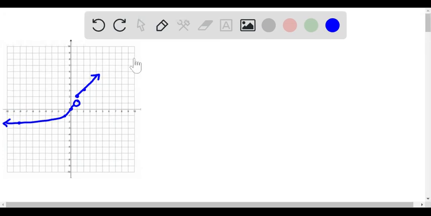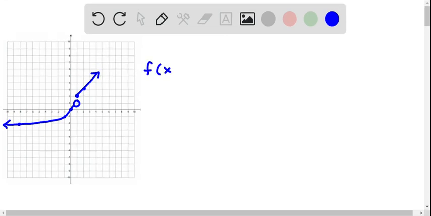Okay, we're going to write the rule, otherwise known as the piecewise definition for this function. And it looks like it has two pieces. So we're going to write f of x equals and then have an open brace and make room for a list of two things. So let's start by looking at the piece on the left.